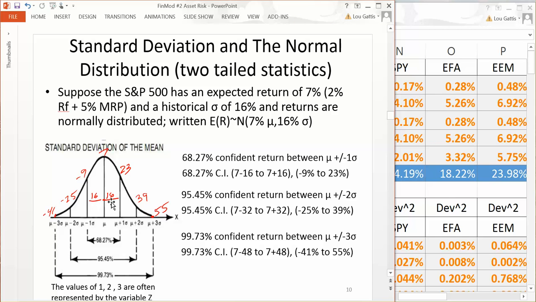We know that 68% of the time will be plus or minus 1 standard deviation. So if the mean is 7, 68% of the time is between 7 plus 16 and 7 minus 16, between minus 9 and 23. 95% of the time is plus or minus 2 standard deviations, so plus or minus 32%, minus 25 and 39. And 99.7% of the time, I'll be plus or minus 3 standard deviations of the mean, so it's between negative 41% and 55%. And again, this is assuming asset returns are normally distributed according to our distributional assumption.